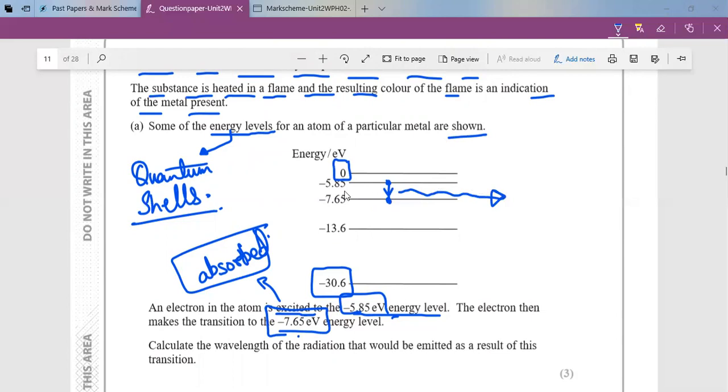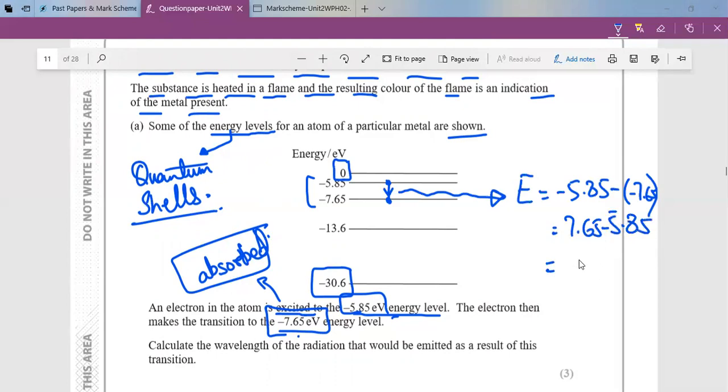What is that energy equal to? It will be the difference in these two energy levels. So the energy given off is the difference between them. To calculate the difference, just do the following: minus 5.85 minus the minus 7.65. So basically it's 7.65 minus 5.85. So what is the answer? 1.8 electron volts. By the way, this electron volt is also a unit of energy.